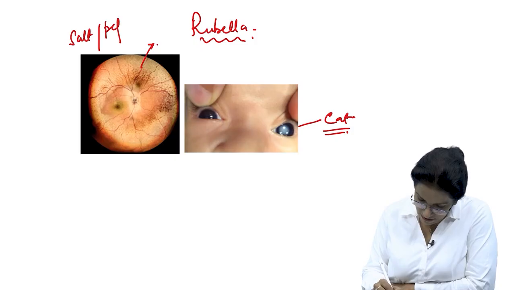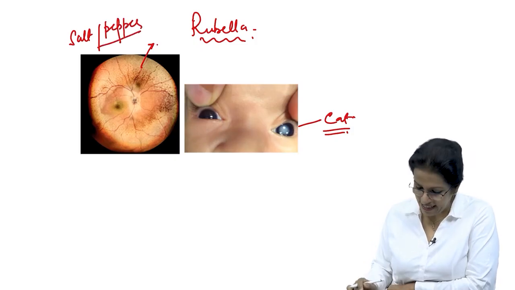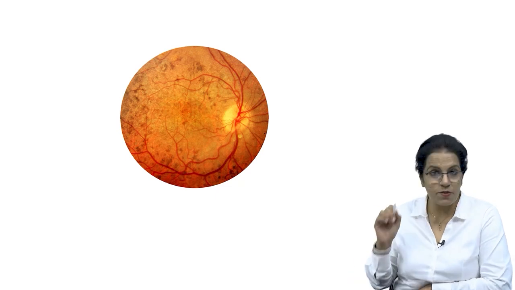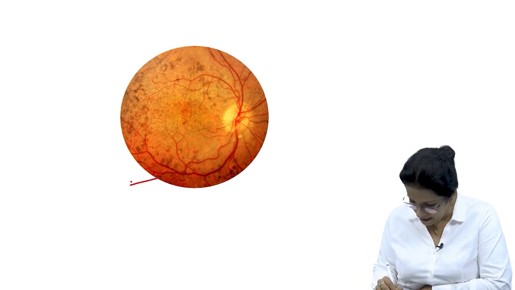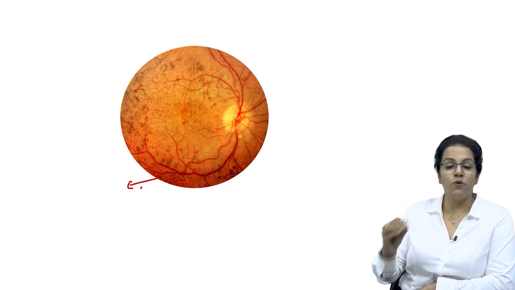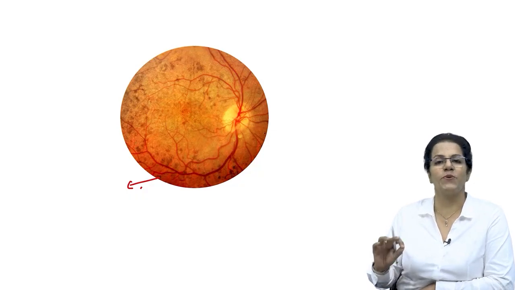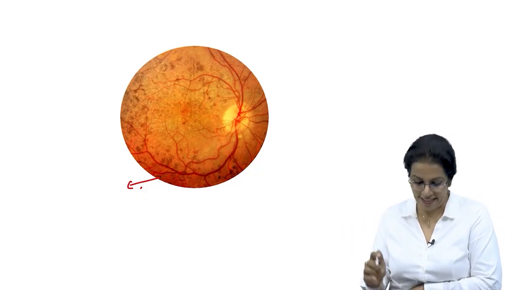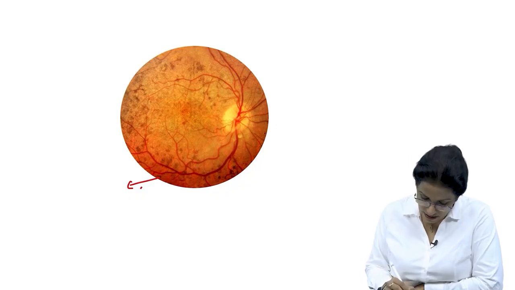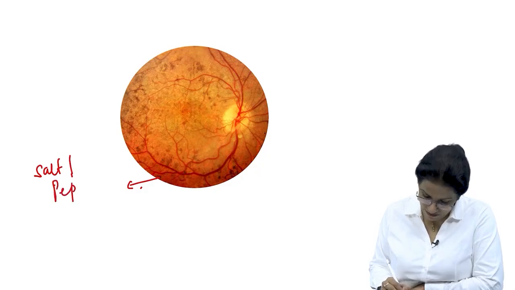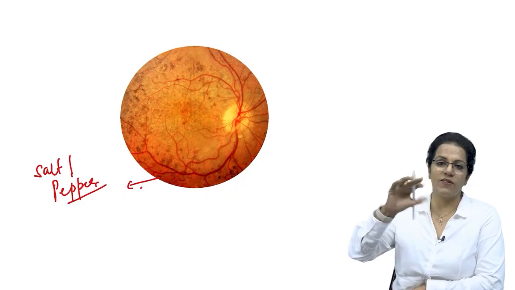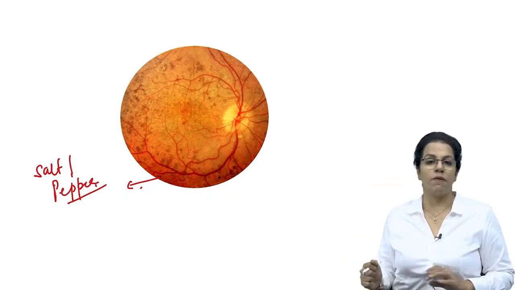Now let's see an even better picture of salt and pepper fundus here. So look at this one. This is what we are talking about. All this pigmentary disturbance, diffuse chorioretinitis. So whenever I ask you what is salt and pepper fundus, it's a diffuse chorioretinitis. That should be your answer. This is diffuse chorioretinitis, which looks like salt and pepper, as if all the pepper has been scattered over the fundus, right? So this is salt and pepper fundus.